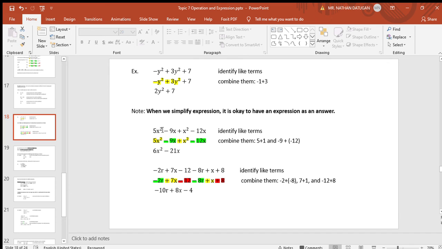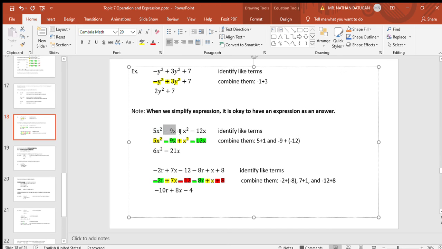Now we have the next problem. 5x squared minus 9x plus x squared minus 12x. Again, first thing first, you should identify the terms. This is one term, this is one term, this is one term, and this is one term. Again, don't forget the sign included. So for x squared, you do it term by term. 5x squared has a like term with x squared. Now you combine them, which is basically combine the coefficients, add them. 5 plus 1 should give you guys 6. And you copy the variable part x squared, so it's going to be 6x squared.